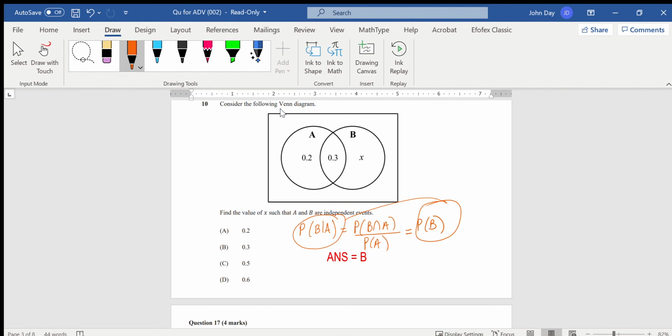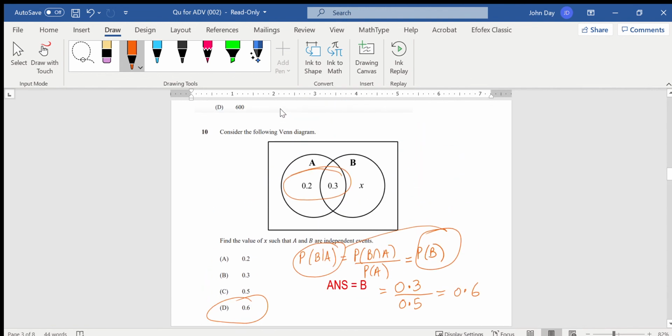And of course, the way to work out the probability of B given A is given by the middle formula. So the probability of B is going to have to be equal to the intersection, which is 0.3, over the probability of A, which is 0.5, because the probability of A is all of that, isn't it? Because that's A, but the intersection is 0.3. So that's 3 over 5, or 0.6. Now that will be equal to the probability of B if they're independent. So the answer is D.